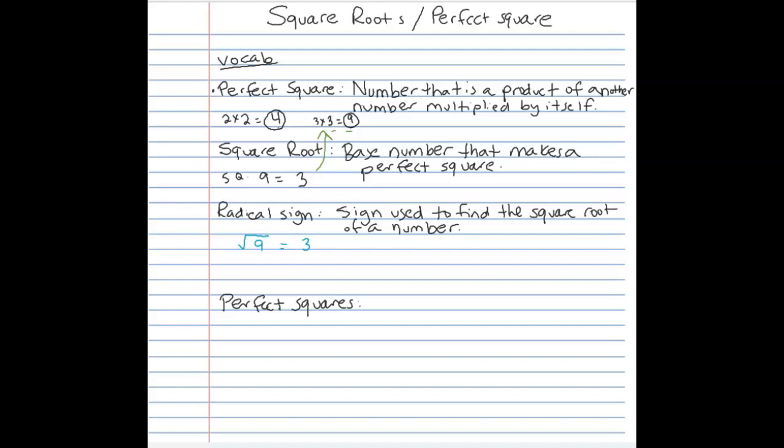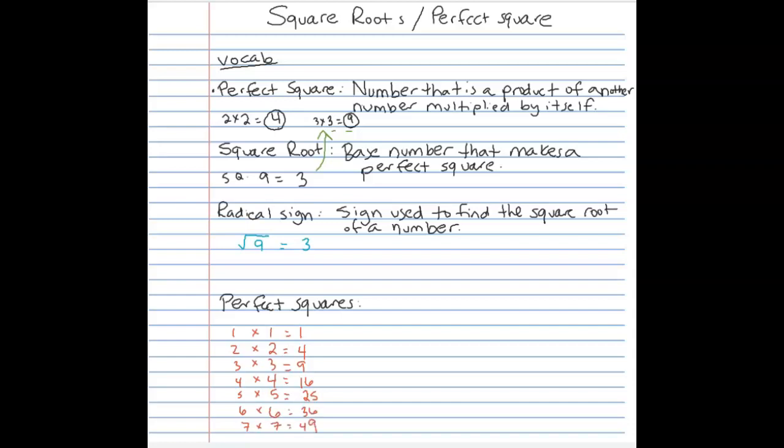So let's list this out. We've got 1, 2, 3, 4, 5, 6, 7. Afterwards, you guys are going to get the idea. So we have 1 times 1, that gives me 1. 2 times 2, that gives me 4. 3 times 3, as we said earlier, that gives us 9. 4 times 4, that gives us 16. 5 times 5, that gives us 25. 6 times 6 is 36. 7 times 7 is 49.